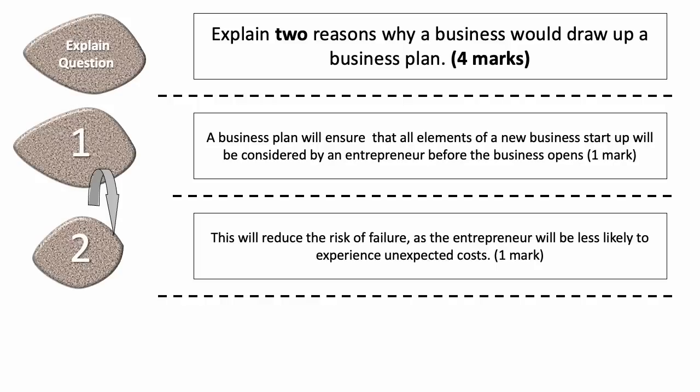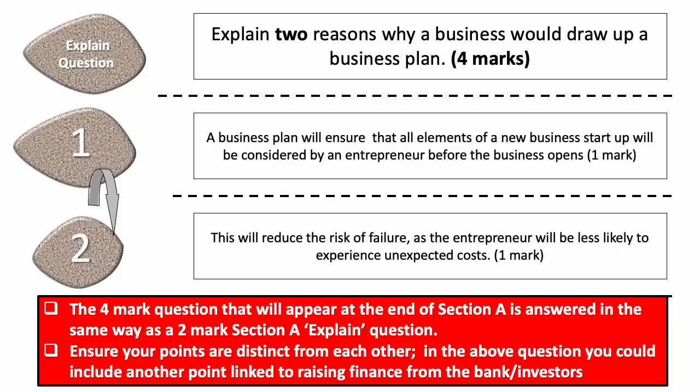Why is that important? So this will reduce the risk of failure, as the entrepreneur will be less likely to experience unexpected costs. So that's a development point of the initial point. So that answer would gain 2 out of the 4 marks. Now, in order to gain the other 2 marks, you need to do exactly the same.